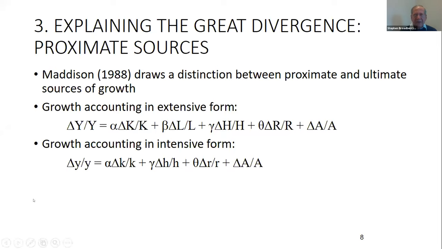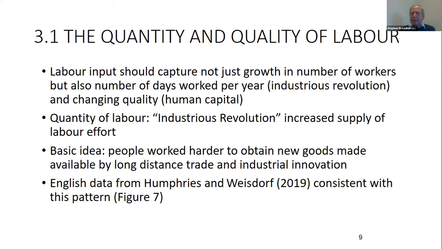But I think for the Great Divergence, we're really more interested in growth accounting in intensive form, because we're seeking to explain the change and the emergence of a gap in GDP per capita, which is a sort of crude form of labor productivity. So we can reorganize the growth accounting equation in labor productivity terms. So labor productivity can be related to growing capital intensity, growing human capital intensity, growing land intensity, and then the residual item of total factor productivity growth. Let's now think about the data that we have on these various proximate causes. And I want to begin with labor input.